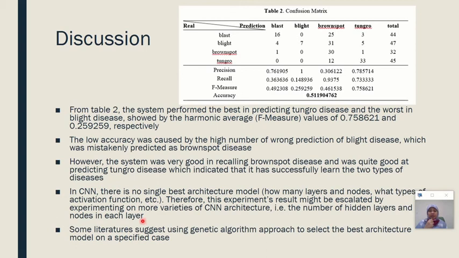We know that there is no single best architecture applied for all kinds of problems, including how many layers and nodes, what types of activation function to use, etc. So this experiment could be escalated by experimenting on more varieties of architectures, such as modifying the number of hidden layers and nodes in each layer. One approach is to use a genetic algorithm to select the best architecture model in a specified case.